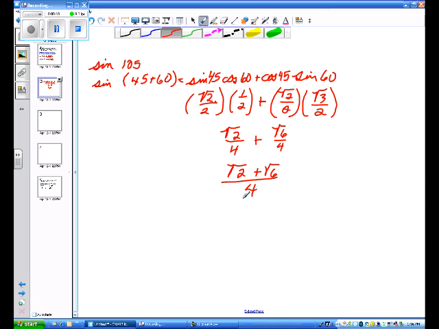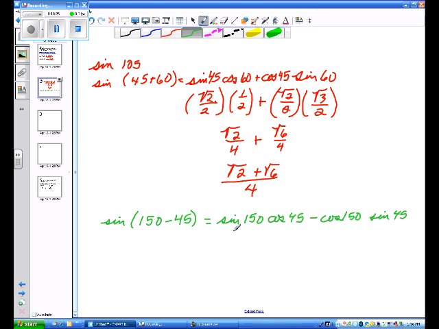Now let me just go through here and do this again, but use that 150 minus 45 that we talked about, just to show you that it will work, but also why I like to keep it in the first quadrant. This would be the sine of the first, cosine of the second, minus cosine of the first, sine of the second.